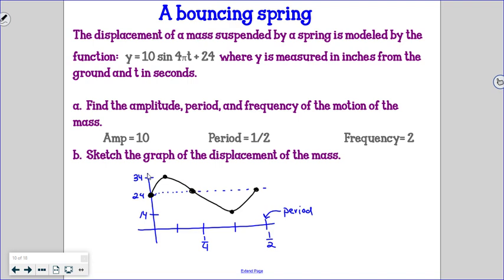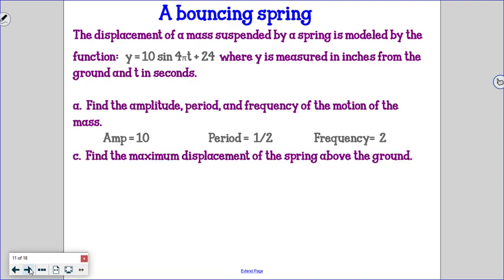So we've actually kind of already discussed the next question based off of our picture, but sometimes the word displacement messes with people. Find the maximum displacement of the spring above the ground. All that is asking you for is what is the maximum value we hit? 34. Those kind of big words are distracting, but it's asking you for your maximum. That's always going to be our midline plus our amplitude. In this case, that was 34.